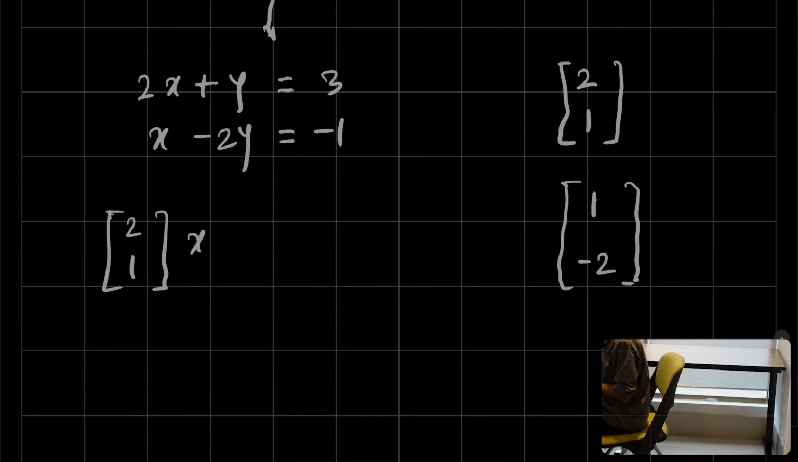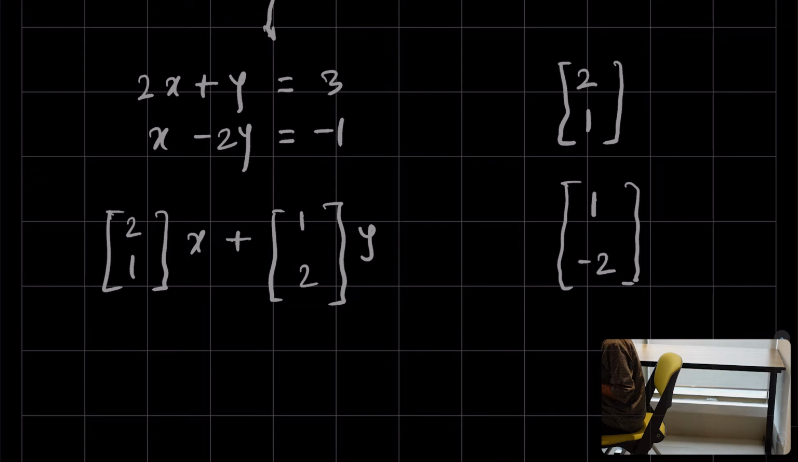So the linear system I can write as (2, 1) multiplied by x plus (1, minus 2) with y, is equal to (3, minus 1).